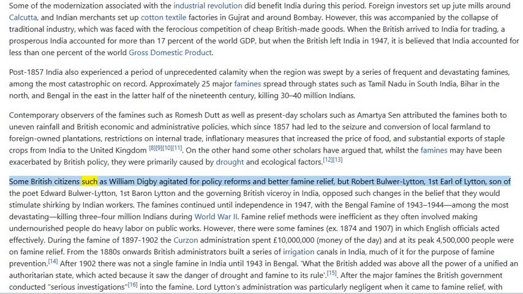Some British citizens, such as William Digby, agitated for policy reforms and better famine relief, but Robert Bulwer-Lytton, 1st Earl of Lytton, son of the poet Edward Bulwer-Lytton, 1st Baron Lytton, and the governing British Viceroy in India, opposed such changes in the belief that they would stimulate shirking by Indian workers. The famines continued until independence in 1947, with the Bengal famine of 1943-1944 among the most devastating, killing 3-4 million Indians during World War II.